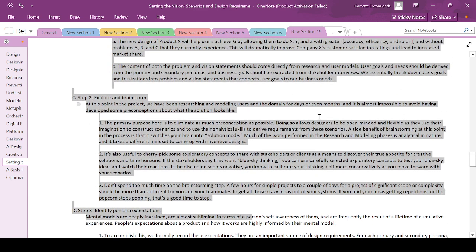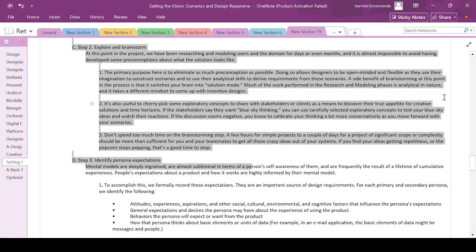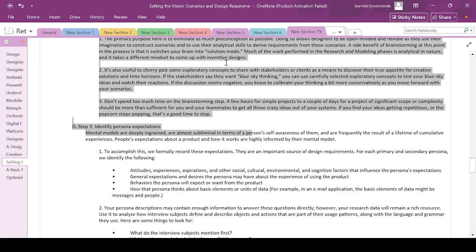So based on that persona and scenarios and the list of requirements, what you need to do now, based on the solutions generated from your mind, is to prioritize, and make sure that you are basing the solution on those requirements and on that user research. A side benefit of brainstorming at this point is that it switches your brain into solution mode. Much of the work performed in the research and modeling phases is analytical in nature, and it takes a different mindset to come up with inventive designs.